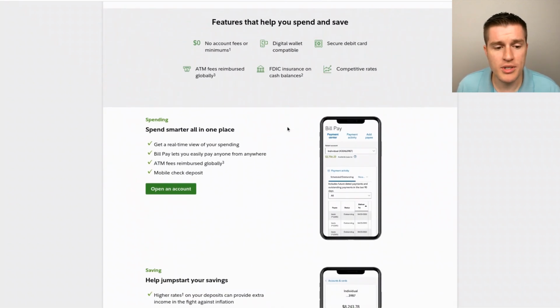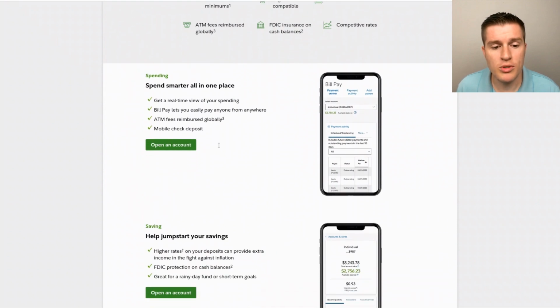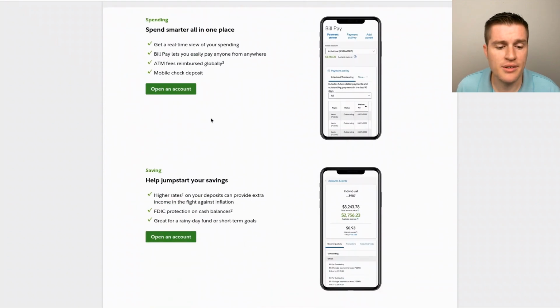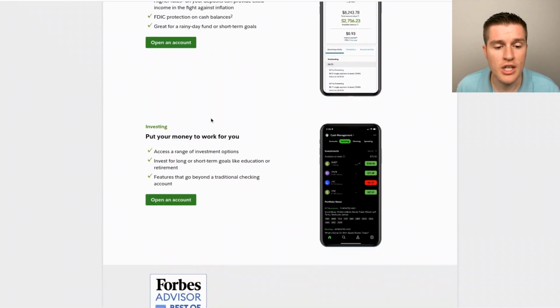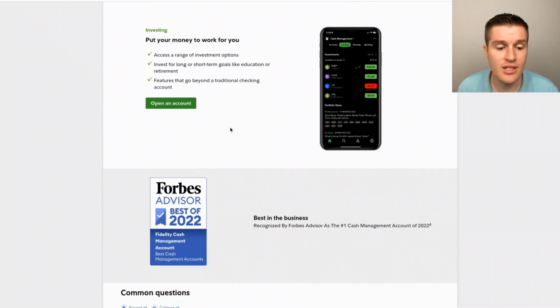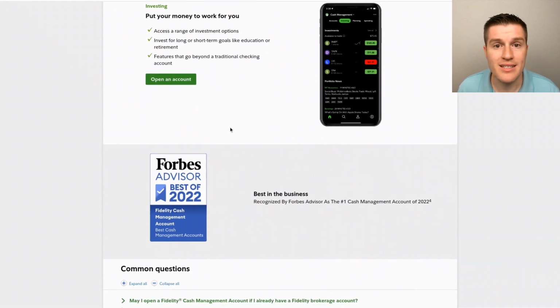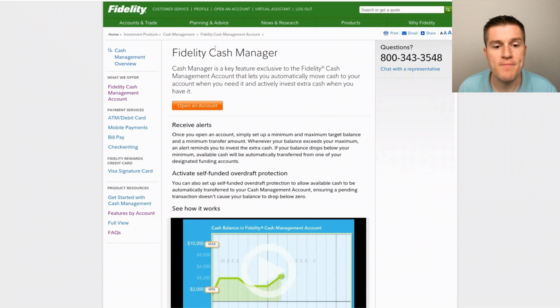You can organize your bills, pay with mobile checking, a lot of different cool features. So if you're not familiar with that, I'll leave a link to it. It's very good. Forbes actually calls it the best out there for cash management accounts. So you need to have one of those accounts. Once you have one of those, we're talking about the Fidelity Cash Manager tool. So let's talk about that.